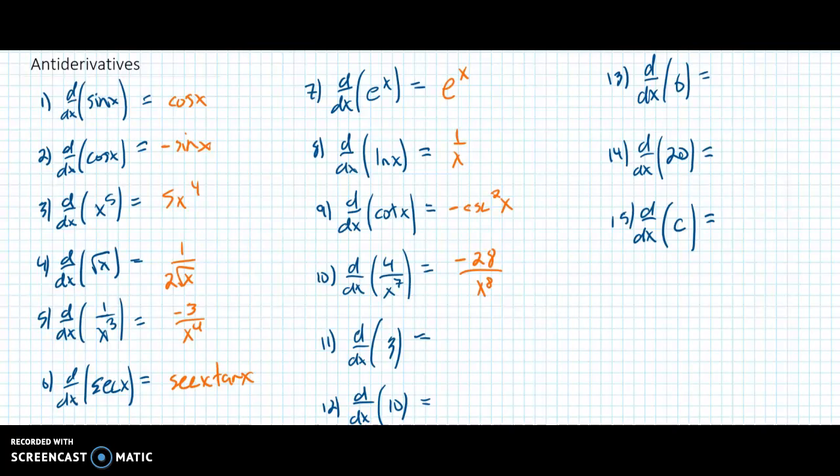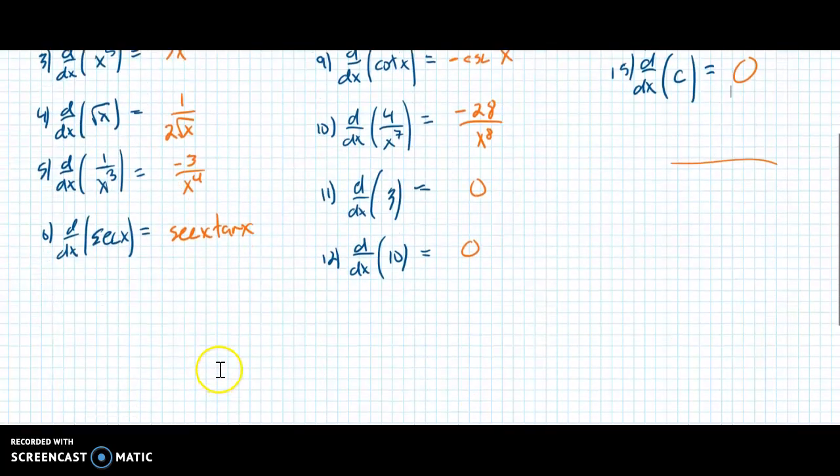Derivative of 3. 3 is a flat line. What's its slope? 0. Derivative of 10. Also a flat line. What's its slope? 0. Derivative of 6. 0. Derivative of 20. 0. You may not know what I was asking for 15. I am asking for the derivative of c, where c is just any old constant. Well, for the same reason that the other 4 were 0, this one is also 0. Hopefully you're cool with that. And that will bounce us into what we're going to do next.